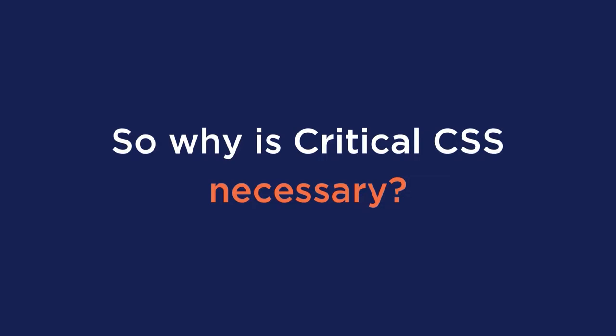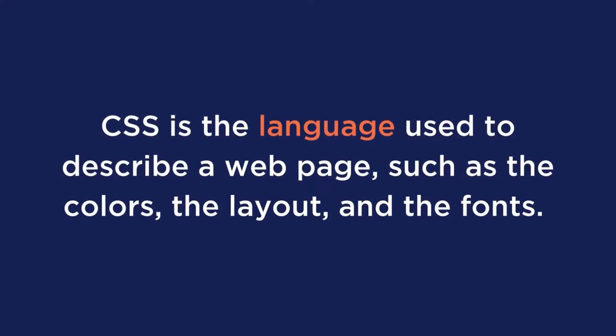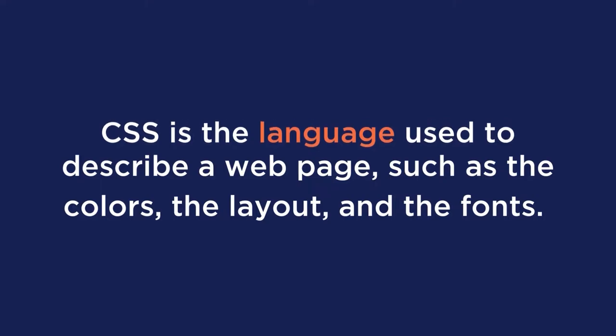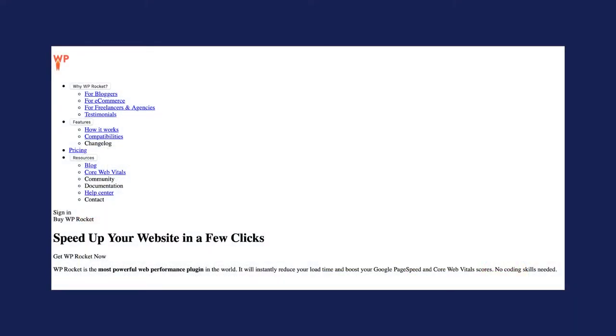So then, why is critical CSS necessary? Well, loading a CSS style sheet is typically how you style your WordPress website. CSS is the language used to describe a web page, such as the colors, the layout, and the fonts. See, this is what your site looks like with CSS, and here's what it would look like without it. That's a pretty big difference, and also it's not too pretty at all.